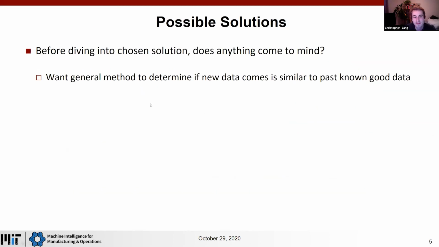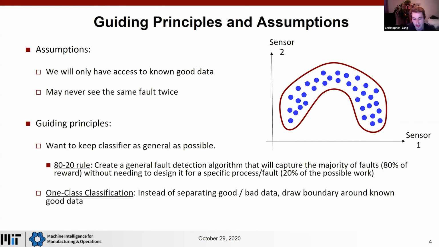bad. So before diving into the solutions which I ended up looking at, I was curious if anyone else had anything that came to mind, any sort of general method which you could. Can you describe what sensor 1 and sensor 2 are in this case? They could be something like the temperature. This is just a generic plot, but it could be something like the temperature of the chamber, or the pressure. In the ion implantation case, it was the beam current and the wafer position. But it could really be any sensors that are measuring the health of the process.